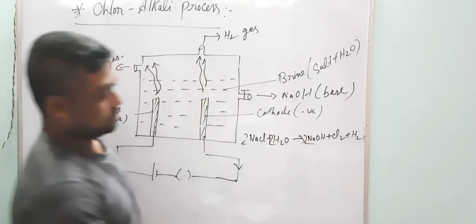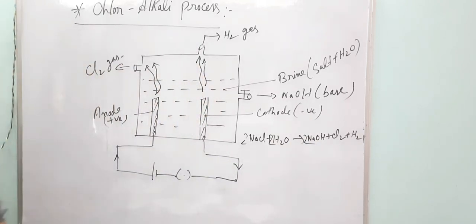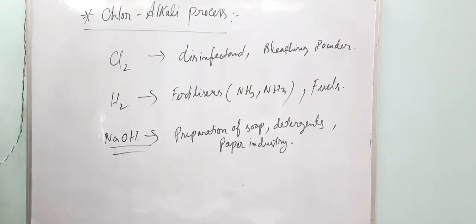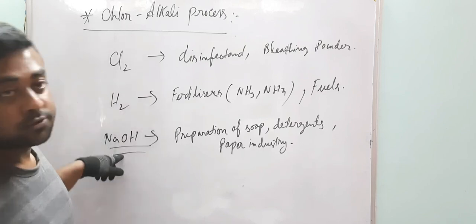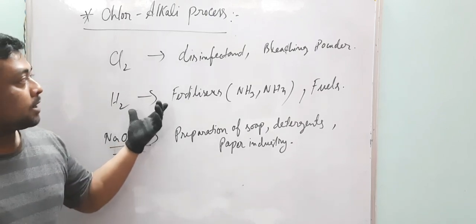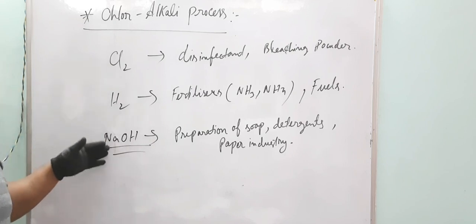Yeah, 2 is balanced. So this particular process is known as the chloralkali process. In the chloralkali process, our products were chlorine, hydrogen and sodium hydroxide. So we are going to learn some uses of this chlorine, hydrogen and sodium hydroxide.